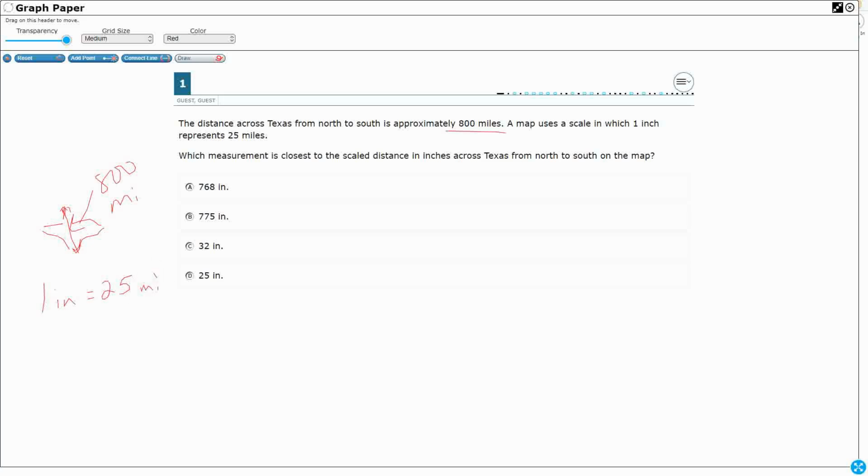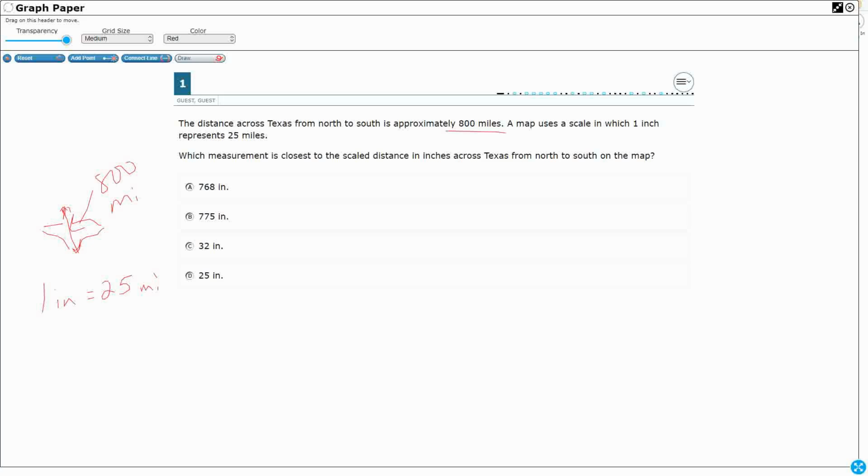So you have to have a scale on a map because there's no way that you can have a map that's life size, 800 miles. That would be absolutely crazy. So we need to find the measurement that's closest to the scale distance in inches across Texas from north to south. So it's this 800 miles. We need to convert that, knowing that every 25 miles is going to make 1 inch.